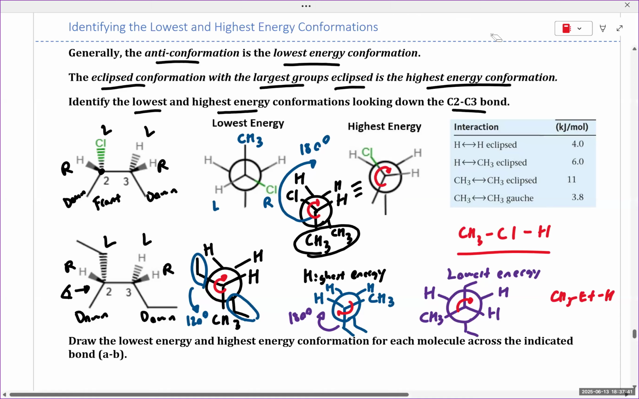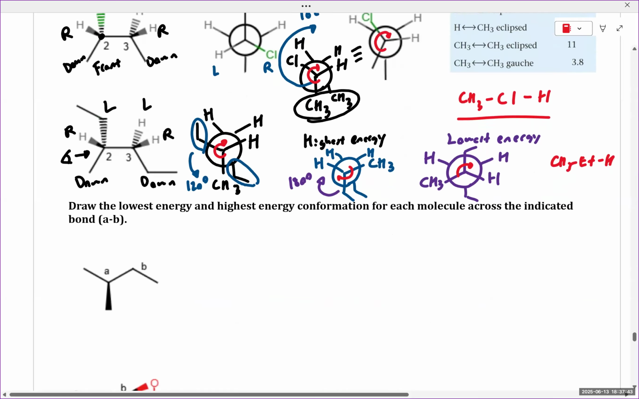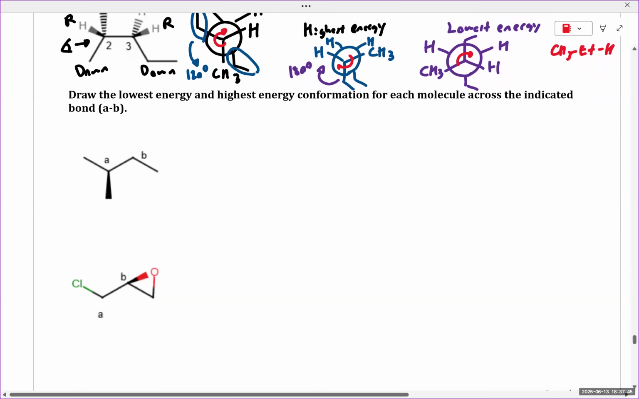So let's now try to apply what we've learned, and I'd like you to draw the lowest and highest energy conformation for each molecule across the indicated bond, in this case, the AB bond. So I'd like you to pause the video at this time, and then we'll discuss both of these examples momentarily.